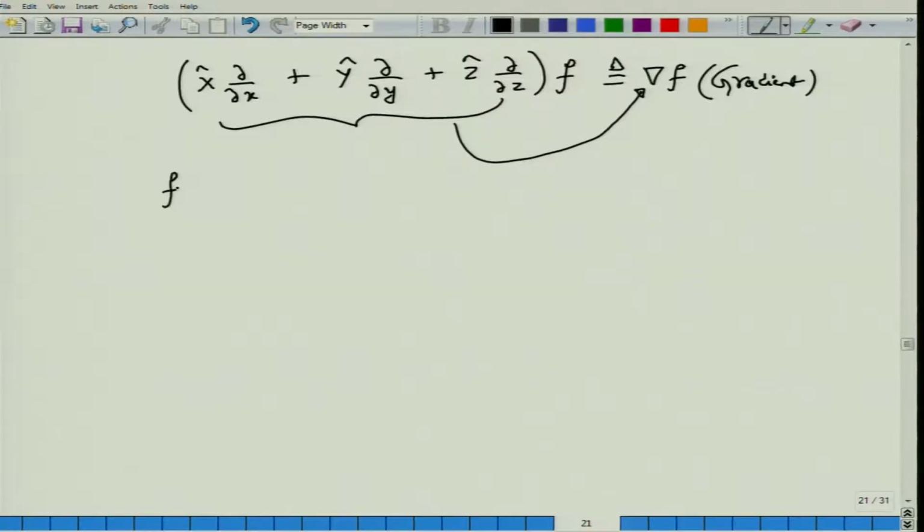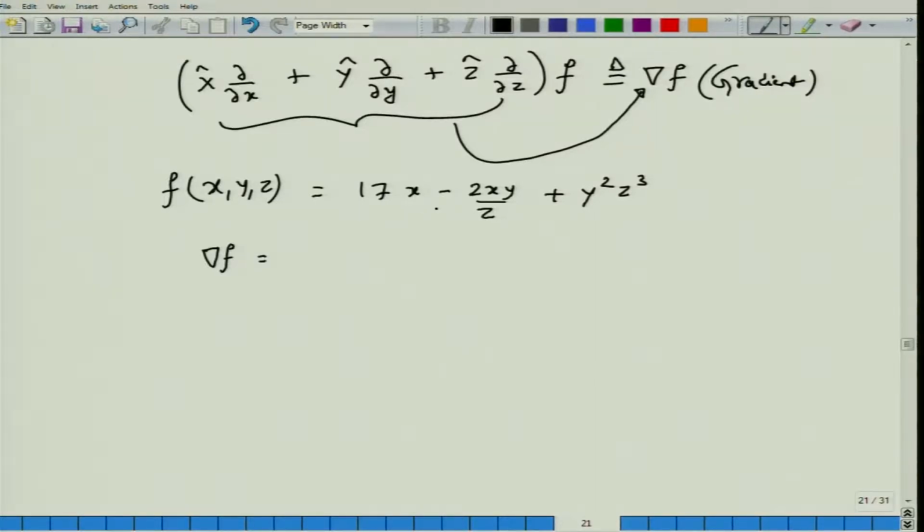Let us look at a numerical example, and then discuss the importance of this. Let us say I know that f of x, y, z is given by 17x minus 2xy by z plus y square z cube. This is a function that has been given to us, and we want to find the gradient of it. From the formula that we already know, the gradient is x hat del by del x plus y hat del by del y plus z hat del by del z operating on the scalar field f, which I have already given here.